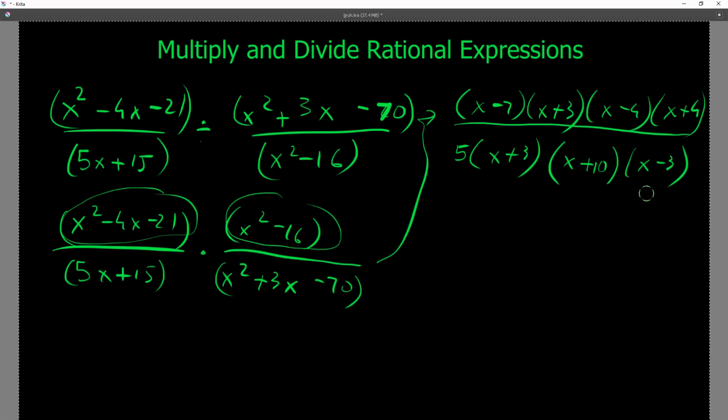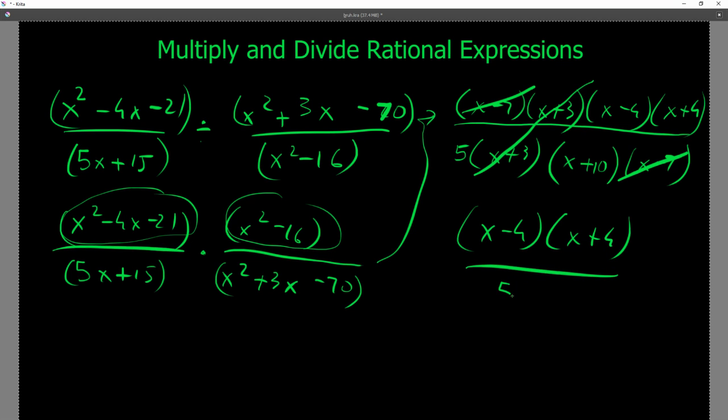Let's see. Wait, minus 7. All right. And now I can cancel x plus 3 with x plus 3, x minus 7 with x minus 7. And that's it. That's all. So I have x minus 4, x plus 4 on top, and the bottom I have 5 times x plus 10. Done.